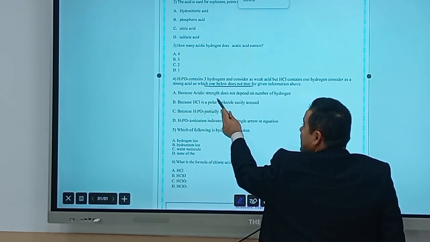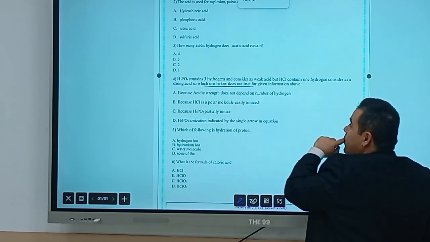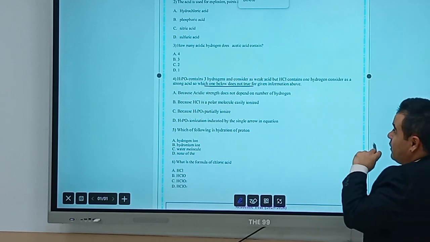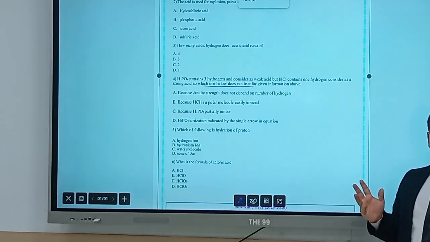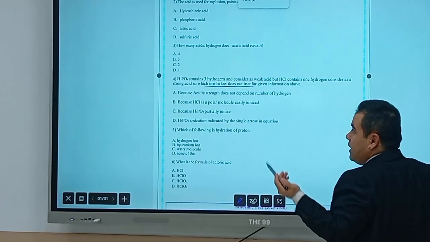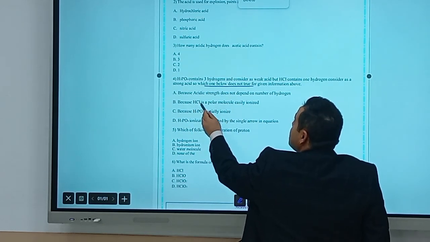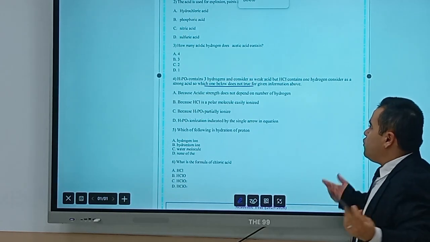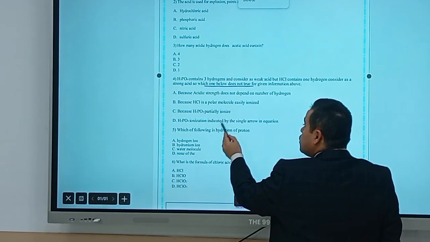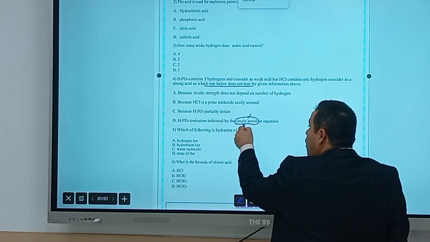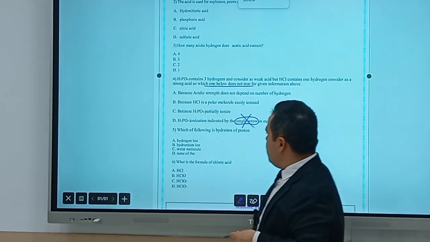Acidic strength does not depend on the number of hydrogens. The number of hydrogens does not affect the strength of the acids. That's true, and the question asks what is not true. HCl is a polar molecule easily ionized, this is true. H3PO4 is partially ionized, also true. H3PO4 ionization indicated by a single arrow, this is wrong. It is indicated by a double arrow because weak acids are partially ionized.